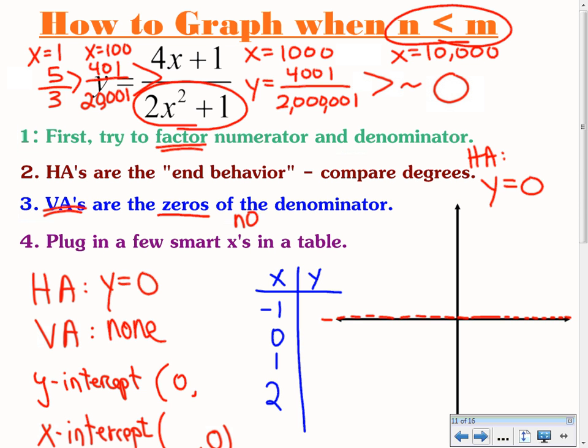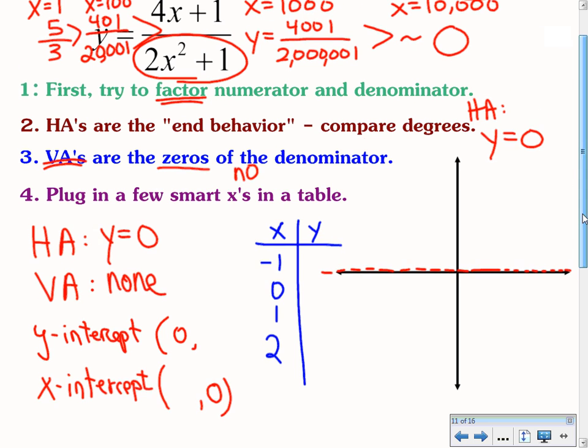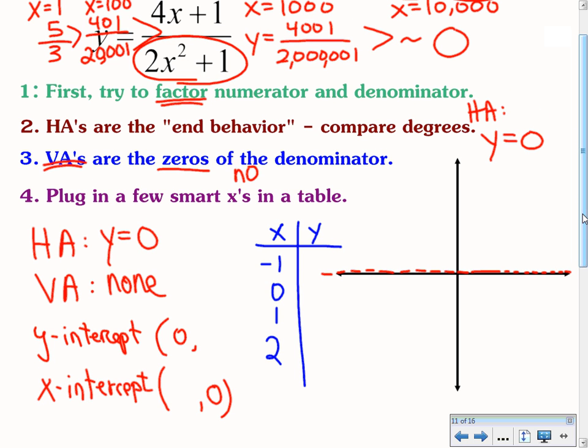There's no stoppages. So if you look at the graph now, we haven't really done a whole lot. So now is the time we plug in a few smart x's, a few smart inputs, and try to figure out what's going on in the table here. Sometimes a really easy one is just find the y-intercept, plug in 0 into your equation, and when we do that, we get out 1. Got ahead of myself there. When we plug in -1 into our equation, we get out -1.